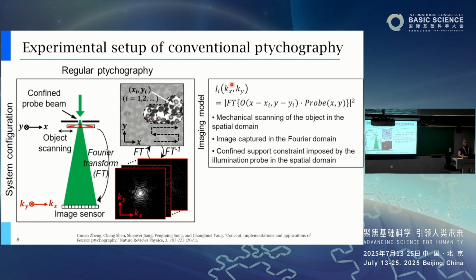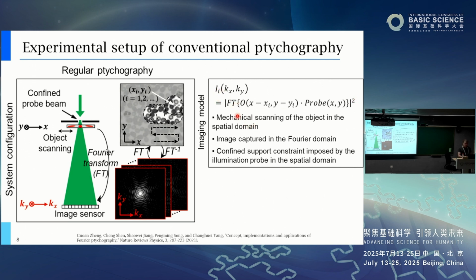If you look at the imaging model, you have the object in the real space, with x, y in the real space. Then you have this confined beam, which we call the probe. You multiply the object with the probe beam, and then you do the Fourier transform. The idea is that the far-field propagation here is equivalent to performing a Fourier transform. You take the absolute value because you can only detect the intensity pattern, so you do the square, and that will be the intensity pattern you capture.